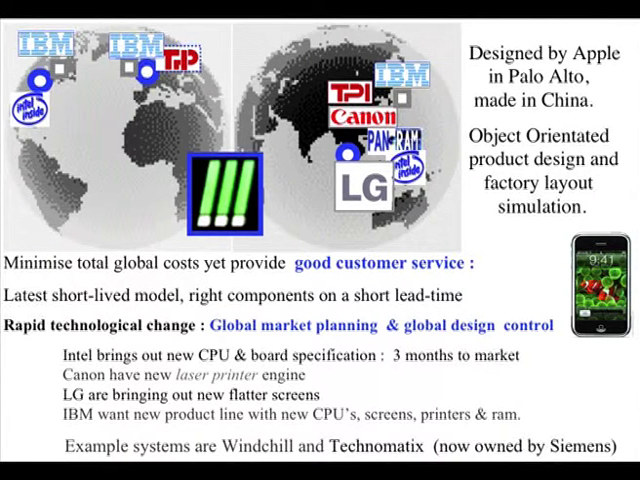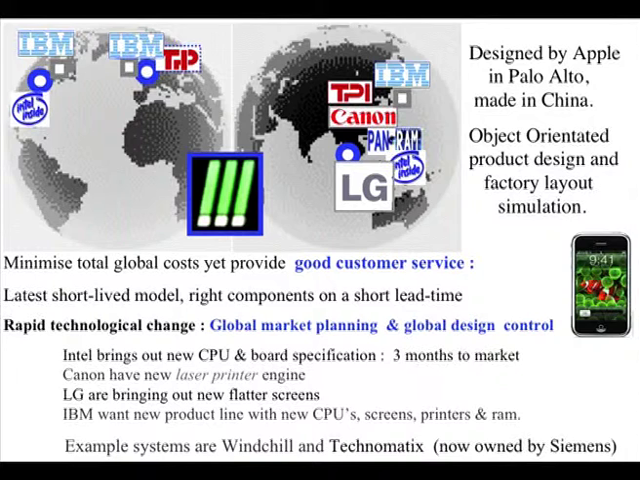So the iPhone, designed by Apple in Palo Alto, California, but made in China. This requires object-oriented product design and object-oriented factory layout simulation. Since the factory layouts are only used for a short period, and the product is being made in factories in several places, all the factory layouts must be coordinated such that the product is made correctly right first time, and that requires object orientation. So they've got to minimise total global costs yet provide good customer service.